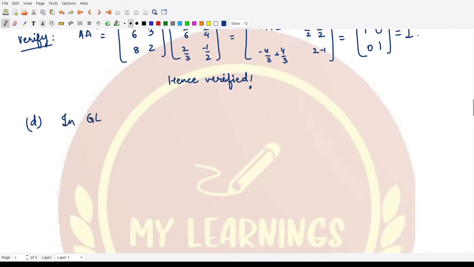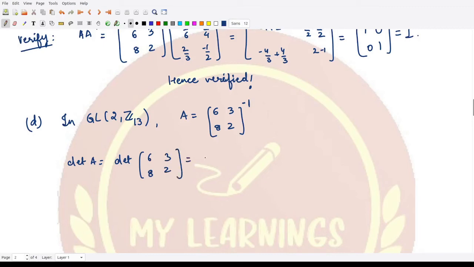We are in GL2, Z13, right? And let A be equal to 6, 3, 8 and 2, right? So we first of all compute the determinant of A. The determinant of A would be calculating the determinant of 6, 3, 8 and 2. So its determinant would be equal to 12 minus 24, which is minus 12. Now because we are in Z13, we have to compute it mod 13. So minus 12 plus 13 would give you plus 1. So it would be equal to 1, right? So this is the determinant here.